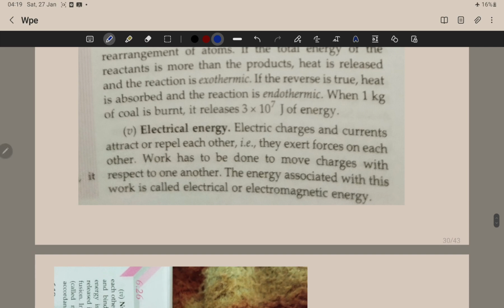There is electrical energy. It is because of the electrical charges and current that attract or repel each other. So electrons attract or repel each other. Because of the motion of this electric charge, current is generated, so that the exerted force is on others. Okay, so the work done on the moving charges with respect to one another, the energy associated with this work is called electric or electromagnetic energy.